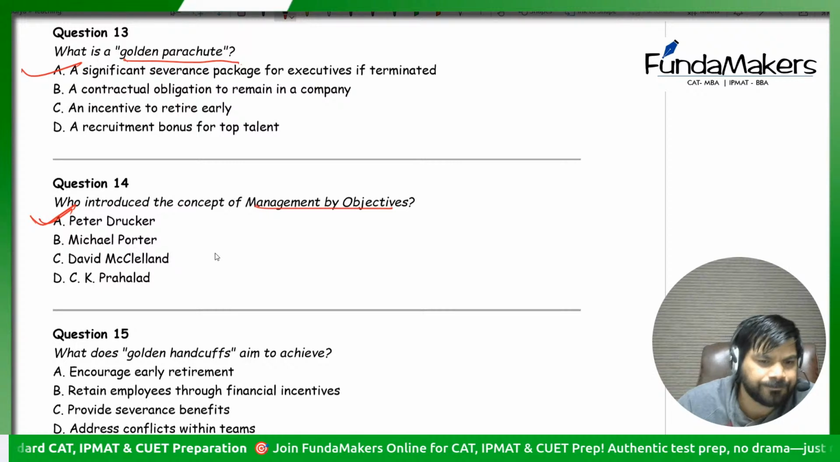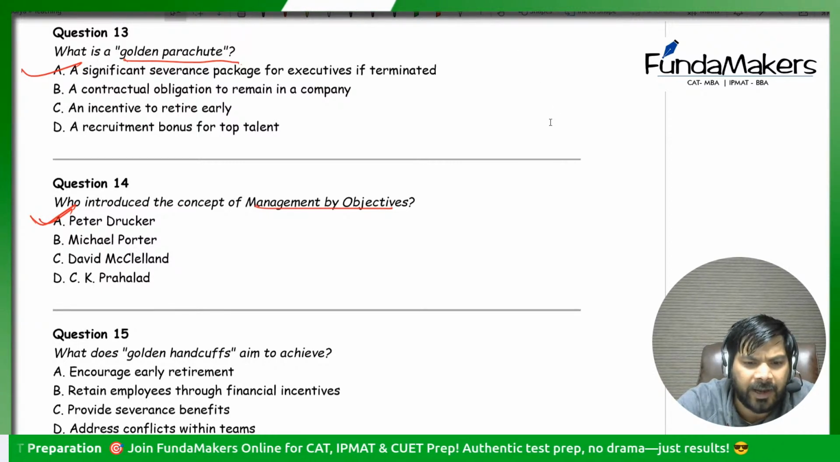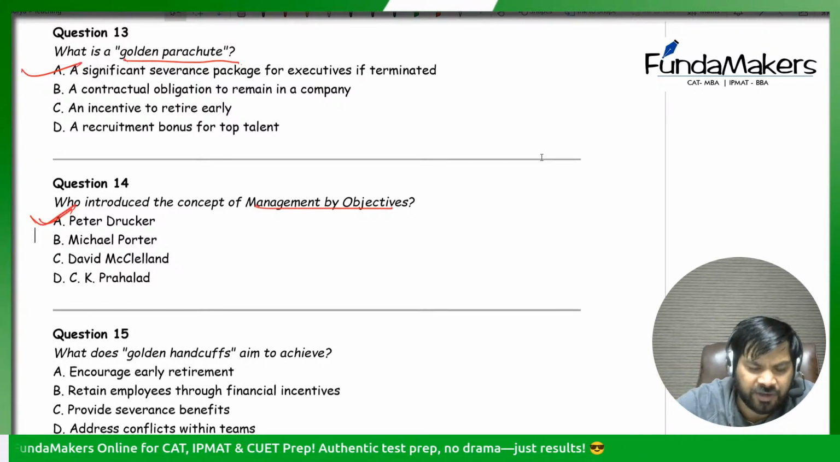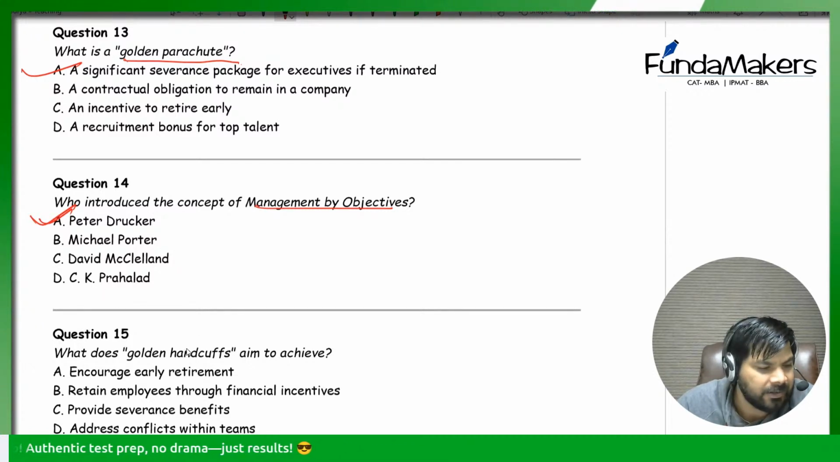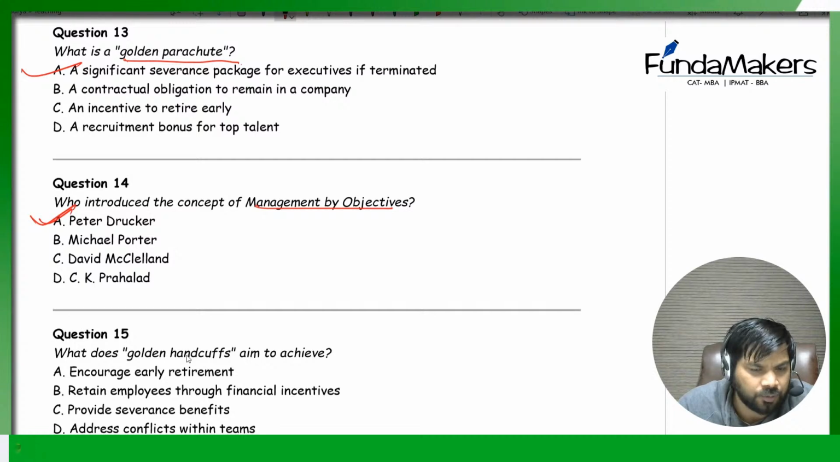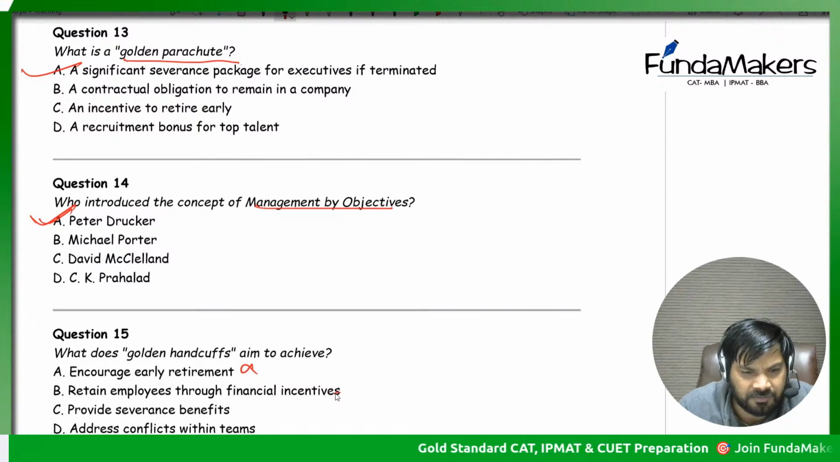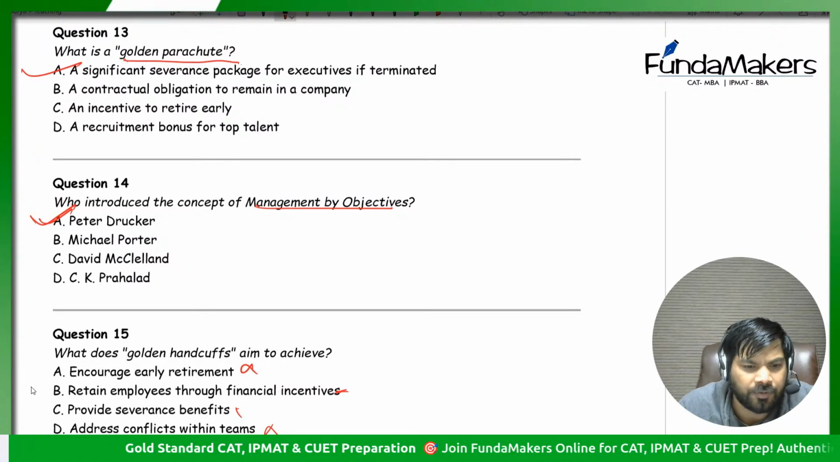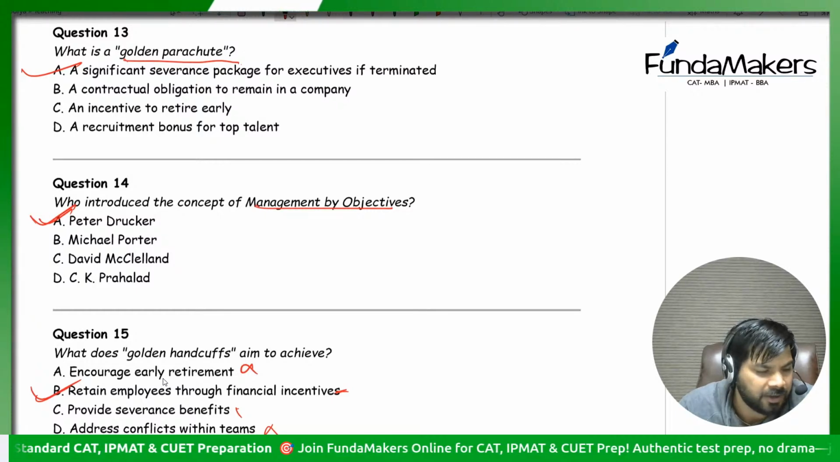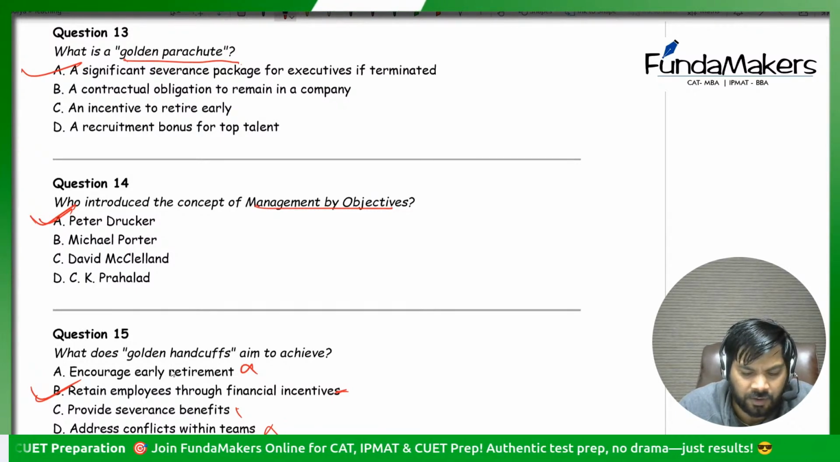Peter Drucker. What does golden handcuffs aim to achieve? Golden handcuffs, basically, is when the company lures you by giving a lot of offers to make sure that you don't leave the company, right? So let's see. Encourage early retirement? No. Retain employees through financial incentives? Yes. Provide severance benefits? No. Address conflicts? No. So the correct answer should be B, right? The company pays you so much that you don't leave the organization.